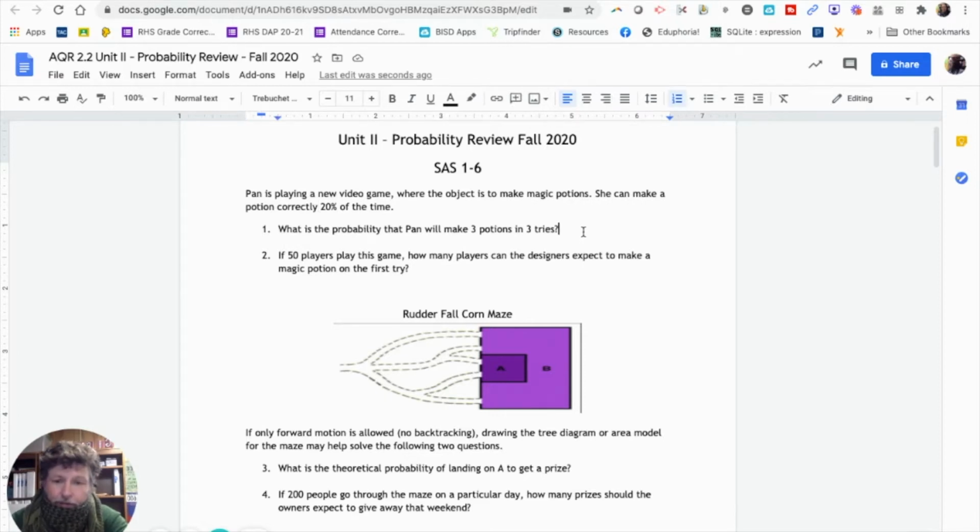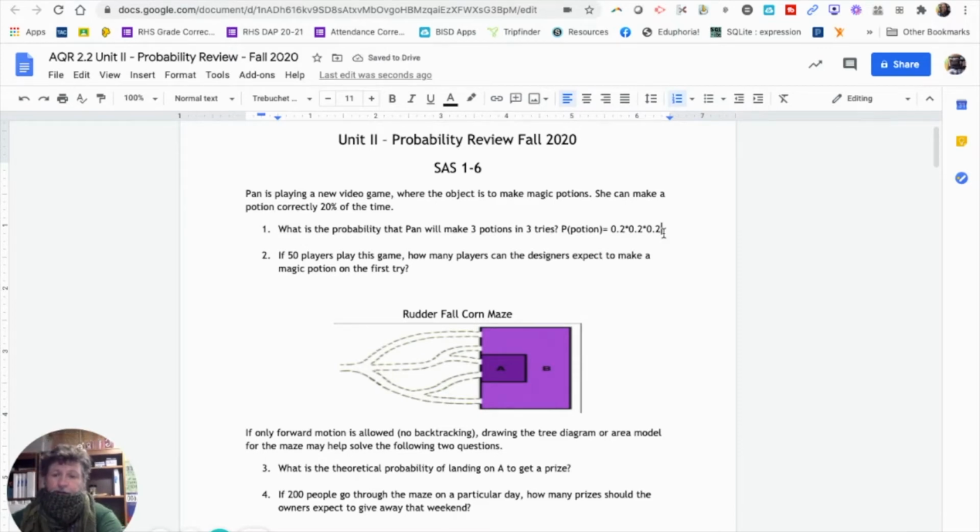If one event, and they can make the potion correctly 20% of the time, that's 0.2, or 2 out of 10 tries. So it's 0.2, and we'll multiply through each event. The second event is another potion that's 20% of the time, so that's also 0.2. In other words, she gets a potion. And that's 0.2 times 0.2. And then the third time would also be 0.2.